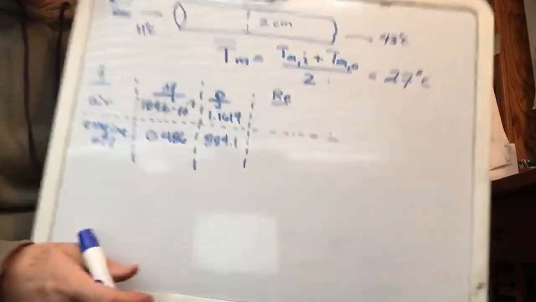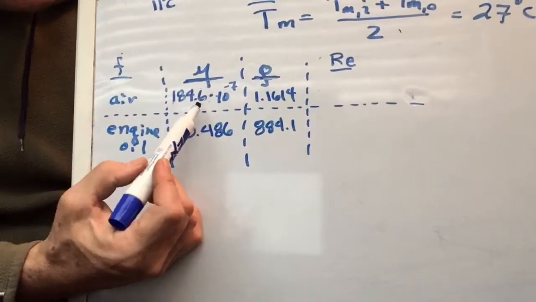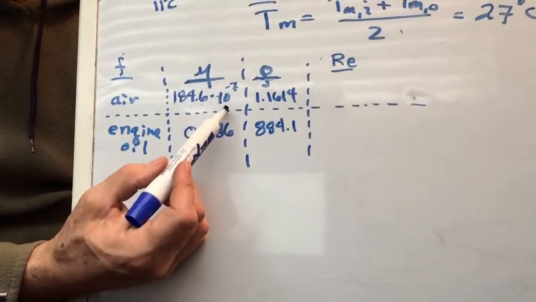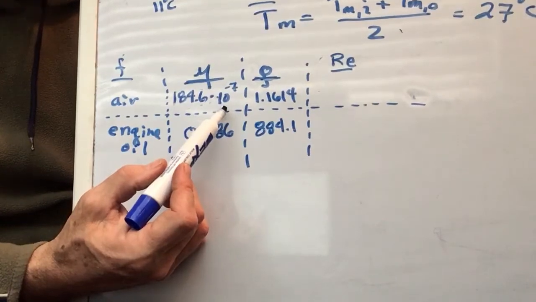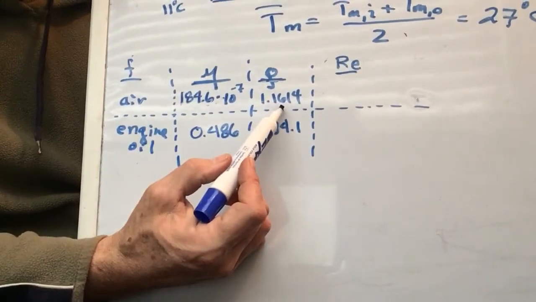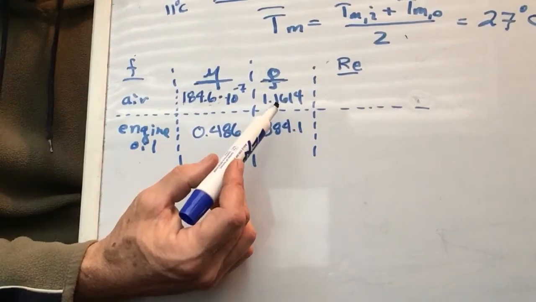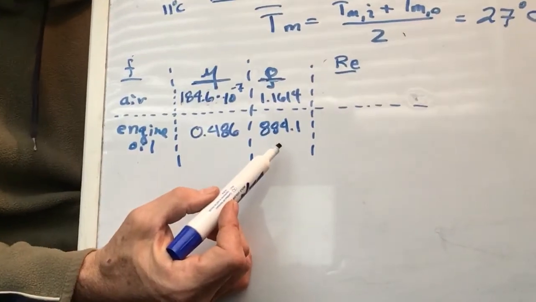All right, so hopefully you've looked up your data, and for air, the viscosity is 184.6 times 10 to the negative 7th Newton second per meter squared, and the density is 1.1614 kilograms per meter cubed. So, is that going to be turbulent? Well, we can start by comparing the density to engine oil. Engine oil is a lot denser.